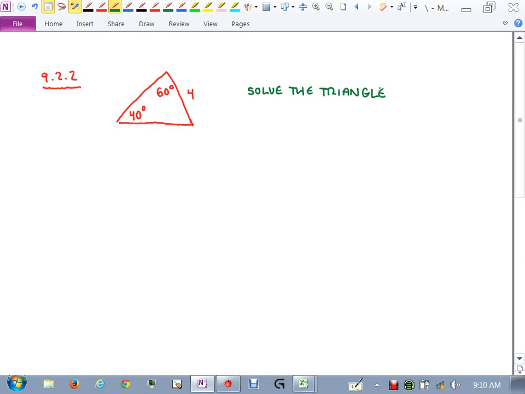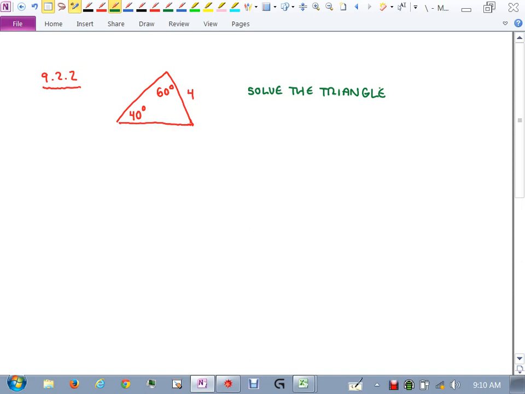Well, first we have to understand what we mean by solve the triangle. Solve the triangle means give me all the angles of the triangle and give me all of the sides of the triangle. So you should have 6 total things, right? 3 angles, 3 sides. If you have all those, you have solved the triangle.